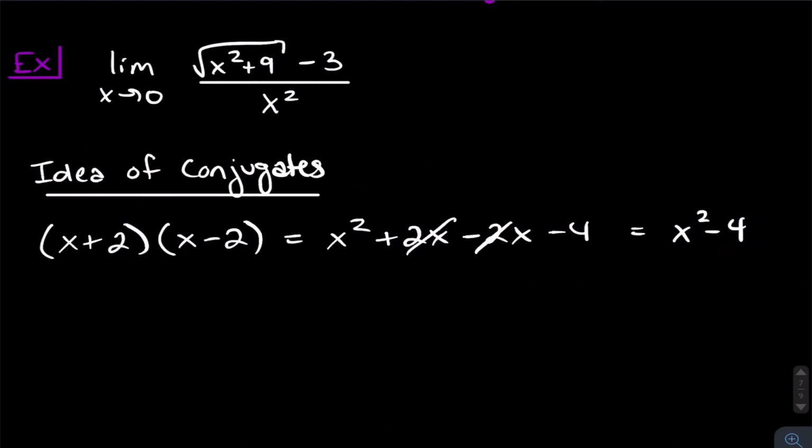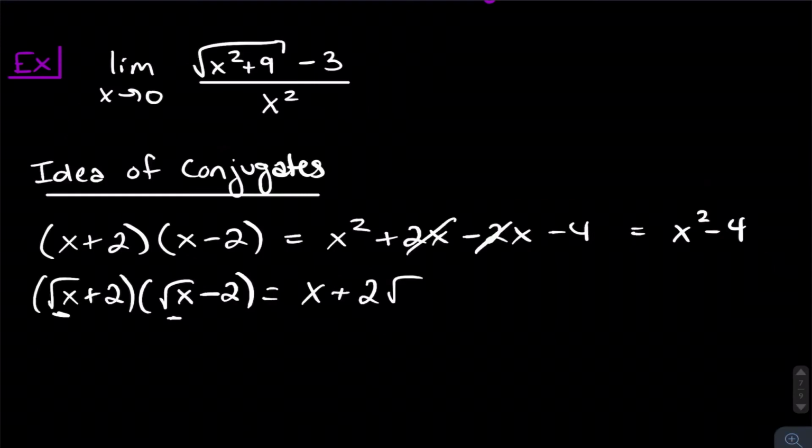Okay, so that's interesting. We can expand on that and do the square root of x plus 2 and the square root of x minus 2, right? Watch what happens to the square roots here. Square root of x times square root of x is just a regular x. Now we'll get a plus 2 rad x in there. We'll get a minus 2 rad x in there. We'll get a minus 4. And here you can see the radicals go away. We just get x minus 4.